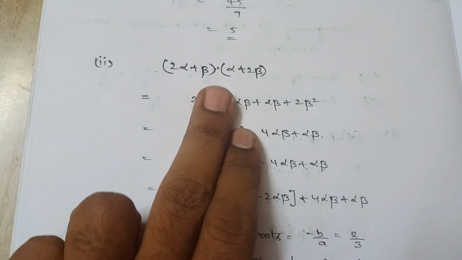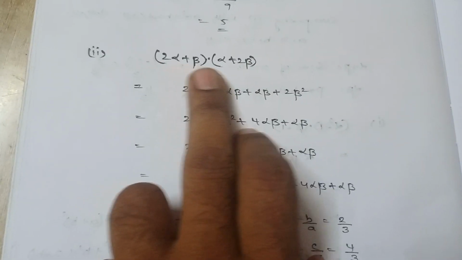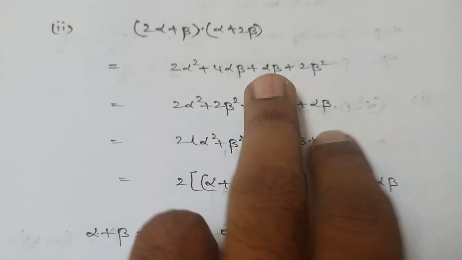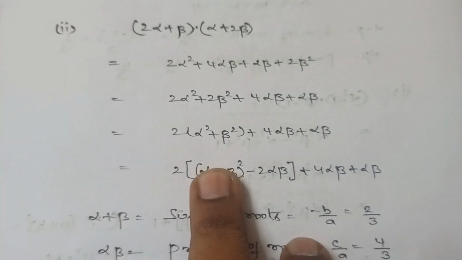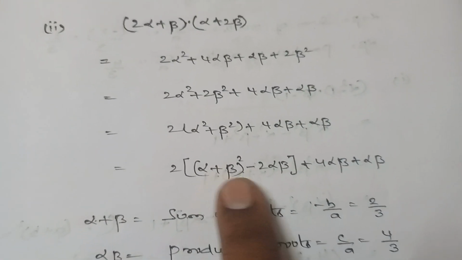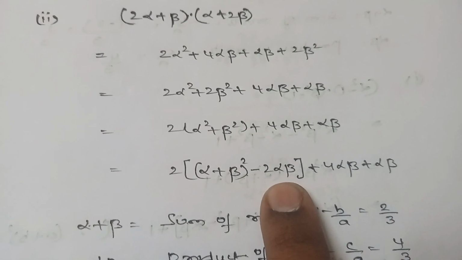2 alpha plus beta into alpha plus 2 beta. You take the product of each and every term. So we get like this: 2 alpha square plus 4 alpha beta plus 2 beta square. After simplifying, I said we need to convert in terms of alpha plus beta and alpha beta. So adjust the terms in that manner.